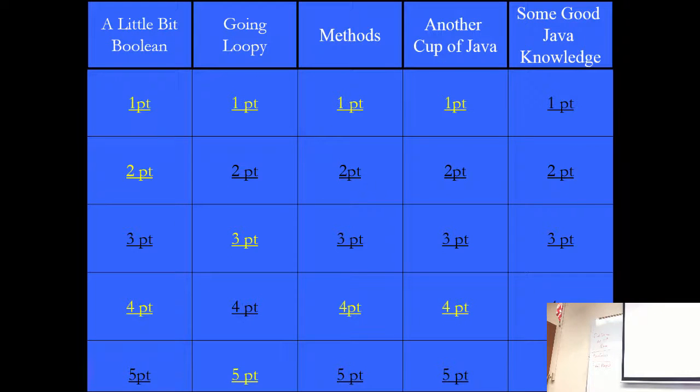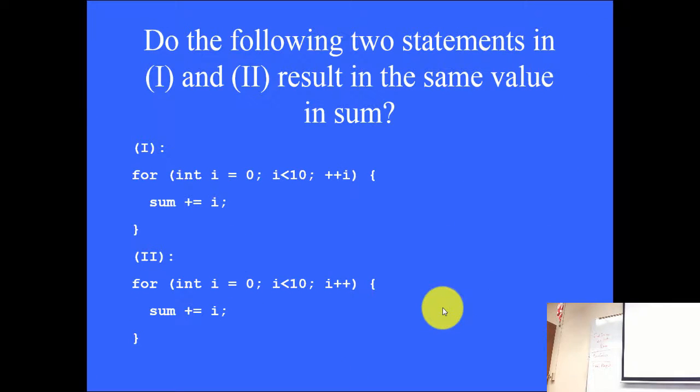We're running low on points here. Do the following 2 statements in 1 and 2 result in the same value in sum? Note that the difference is the pre-increment operator and then the post-increment operator, right? Actually, we've seen this question before, I believe.